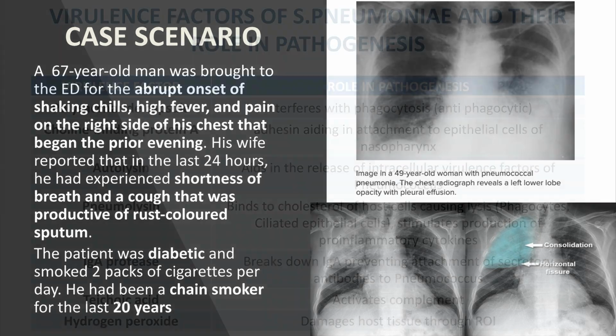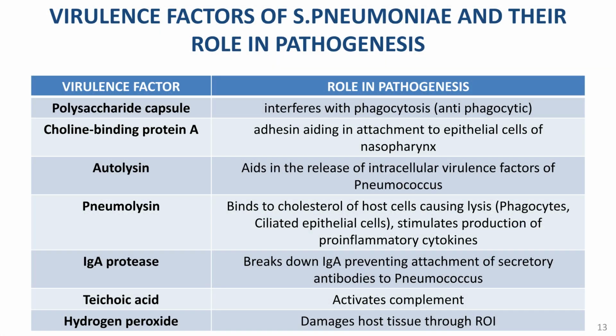urgent antibiotic treatment. The polysaccharide capsule is the major virulence factor, interfering with phagocytosis by preventing opsonization. Encapsulated strains are highly virulent. Choline-binding protein A acts as an adhesin, helping pneumococcus attach to nasopharyngeal epithelial cells, enabling colonization. Autolysin aids in releasing intracellular virulence factors when bacterial cells lyse.